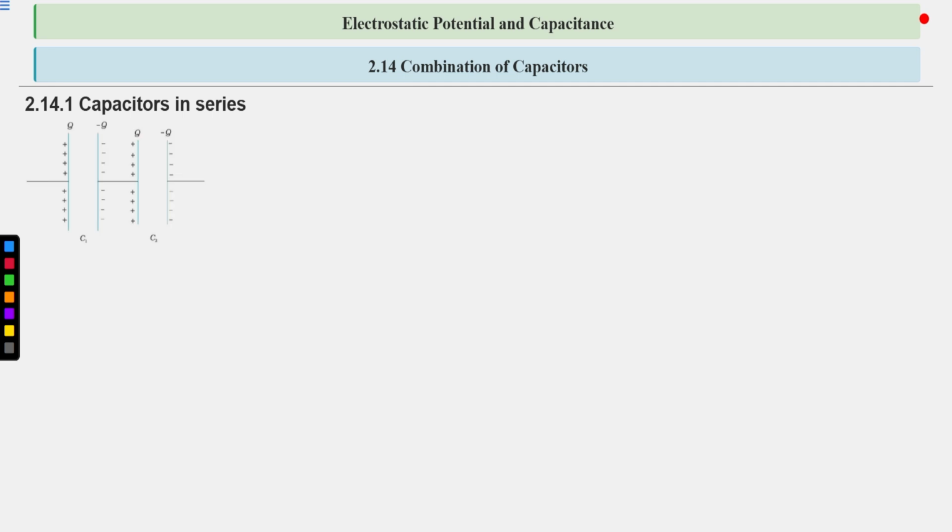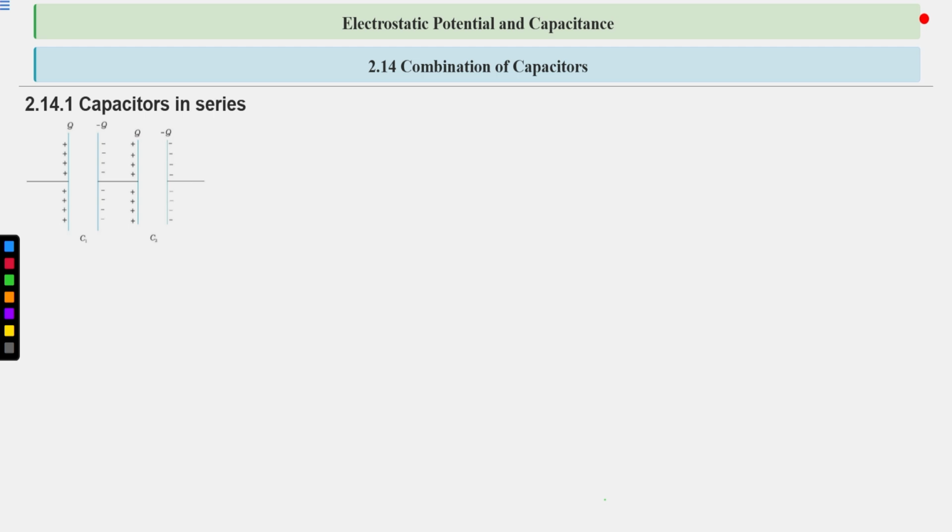Capacitors are in series when one plate of one capacitor is connected to a plate of the other capacitor. This picture shows capacitors in series. We say that capacitors are in series when one plate of a capacitor is connected directly to the other plate of the next capacitor without any internal joint.